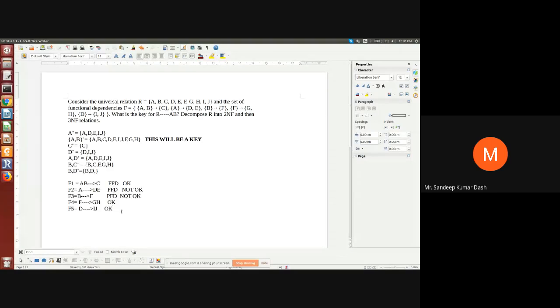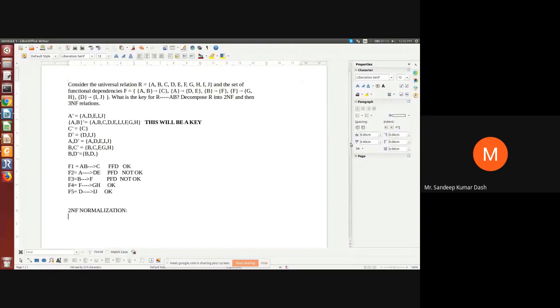So when we are doing the 2NF normalization, what will happen? You have to reduce this particular relation into tables. Whichever are okay, keep them as they are. Whichever are not okay, take them out. So let me take them out first. I am taking A.